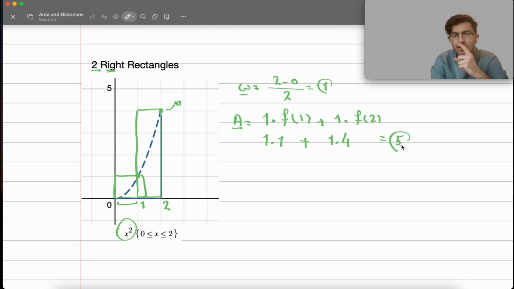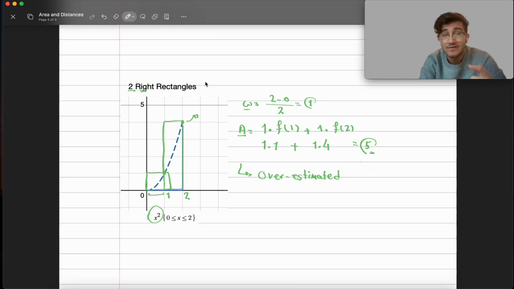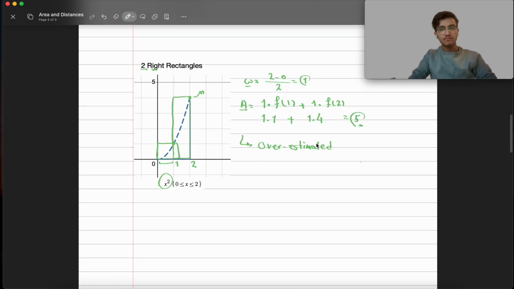So I got 5. But the thing is, the rectangles are located over the function. So now I know that the area, which is 5, is overestimated. Yeah, it is. We use right rectangles. In this method, we use 2 right rectangles to estimate the area under this one.